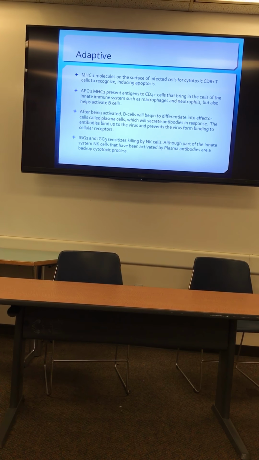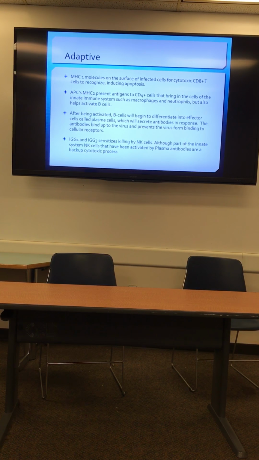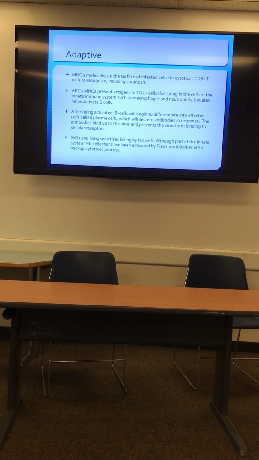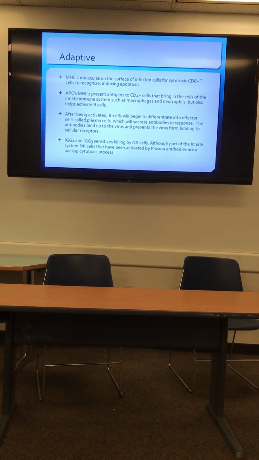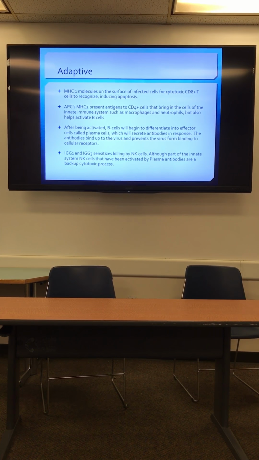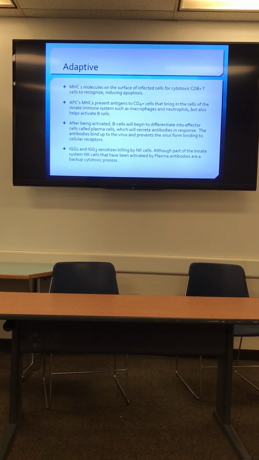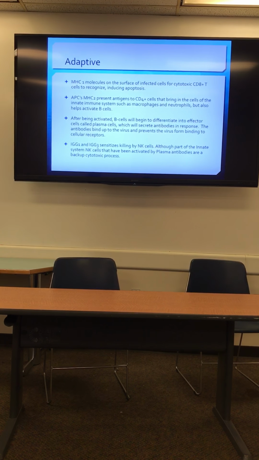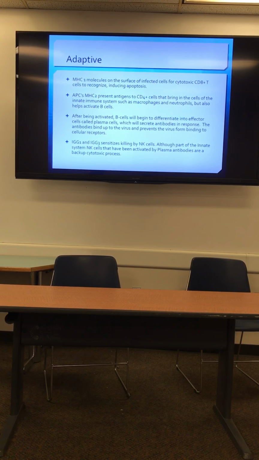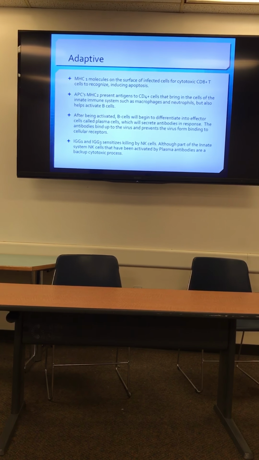Now, after being activated, B cells will begin to differentiate into effector cells. These effector cells are called plasma cells, and they will secrete antibodies in response to the molecule that's being presented. However, we've noticed in scientific studies that it isn't really an effective form of prevention, and it doesn't seem to work. But theoretically, it should prevent binding to any of your host cells.